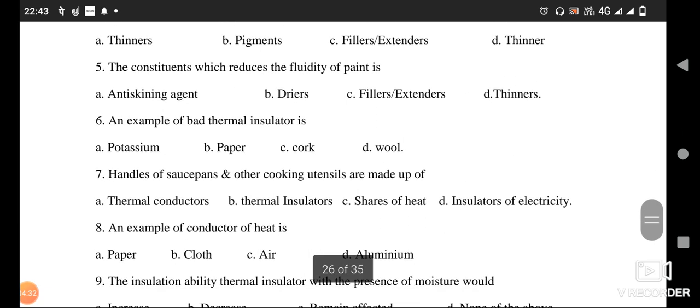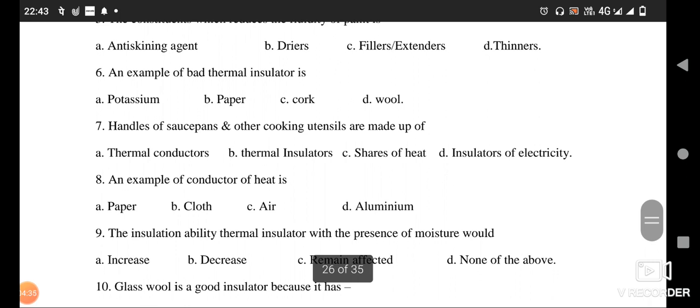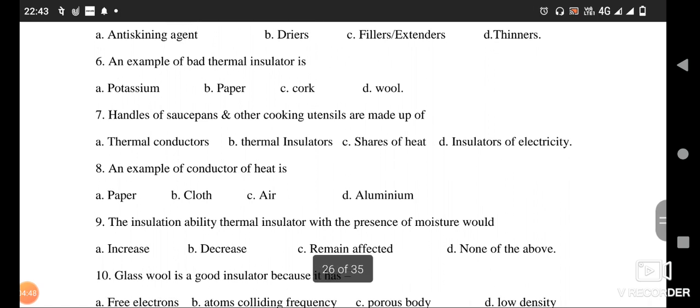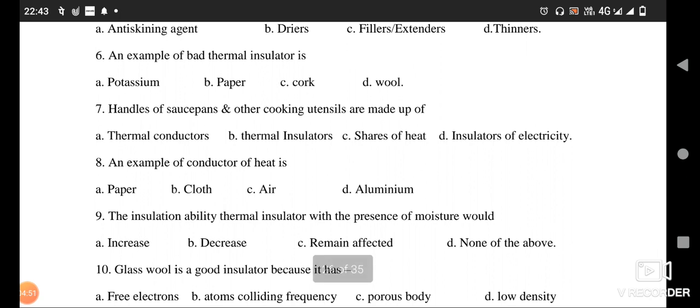Then after that, MCQ number 6: an example of bad thermal insulator is. Now for an example of a bad thermal insulator, we have to focus on these particular words. So option A is potassium, B is paper, C is cork, and D is wool. So we know that paper, cork and wool are very good thermal insulators, but potassium is not a good thermal insulator, it is a bad thermal insulator. So that's why here option A, potassium, is correct. You have to focus on those words, that is bad thermal insulator.